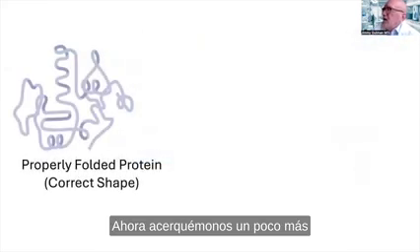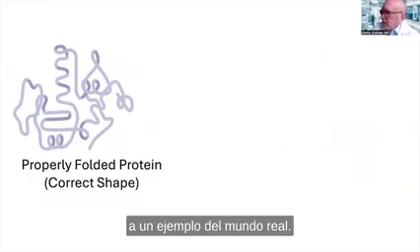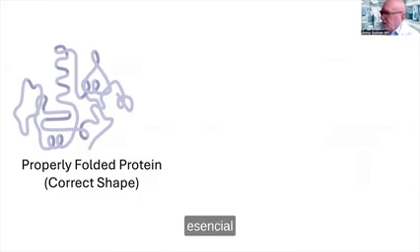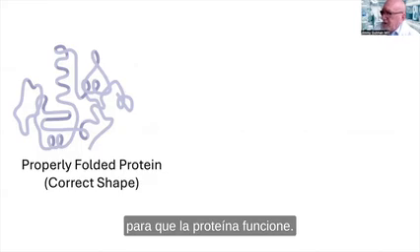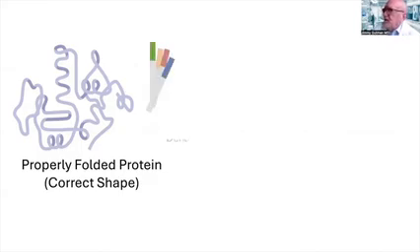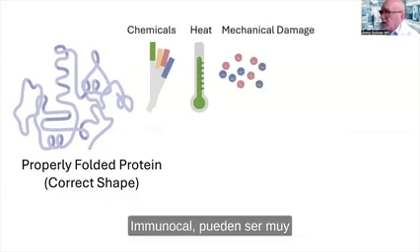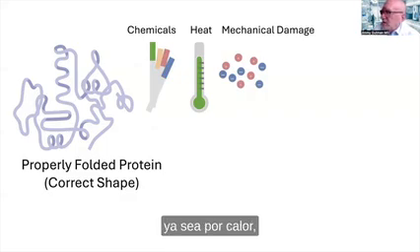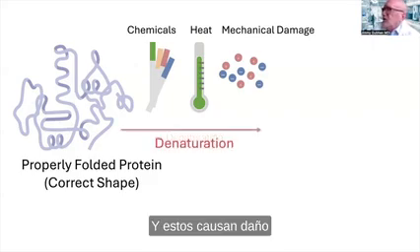Now let's get a little closer to a real world example. Here we see a protein and it's folded into a specific shape. Now remember, that shape is essential for the protein to work. It's properly folded in the correct shape. Now, many proteins, including Immunocal, can be very sensitive to being damaged, whether it's from heat, from chemicals, from agitation or other mechanical stresses. And these cause damage to the protein.